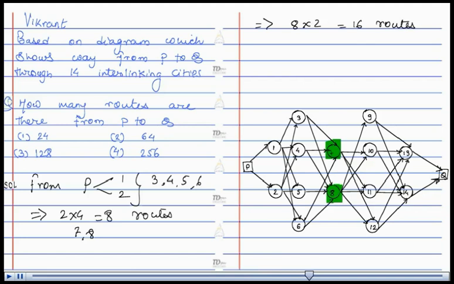So, he can reach the cities 9, 10, 11 or 12. So, the total number of routes that are possible are now 16 into 4 into 2, that are 128 routes.